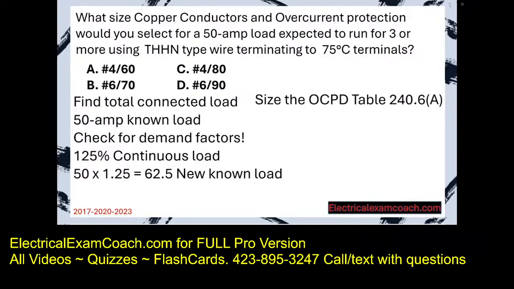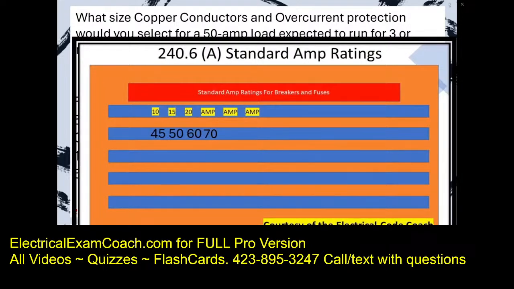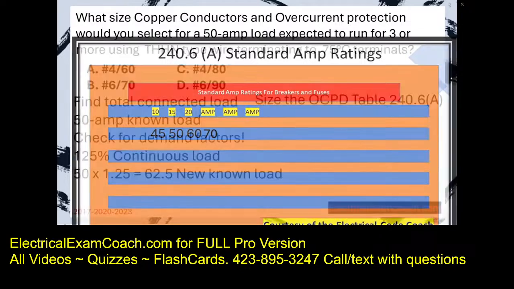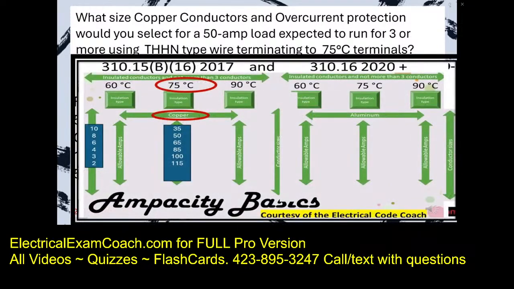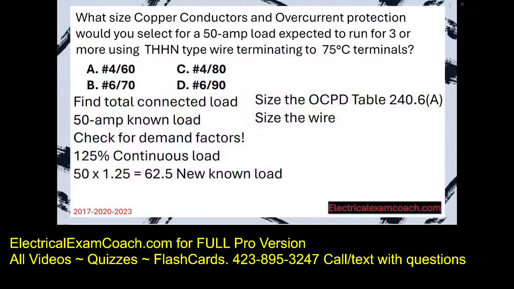Now we can size our overcurrent protective device. We head to our table, we choose the next standard size, which in this case is going to be a 70. Now let's size our wire. Heading to our primary ampacity table, we're going to be on the copper side of the table in the 75-degree C column, and we find a wire that meets or exceeds the known load. When we do, we find that it needs to be a 6-gauge wire on a 70-amp breaker. Great job! This is end of lesson 9.3.